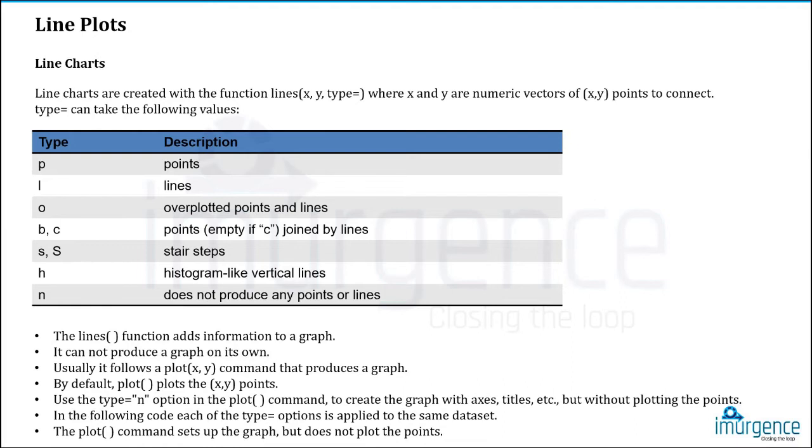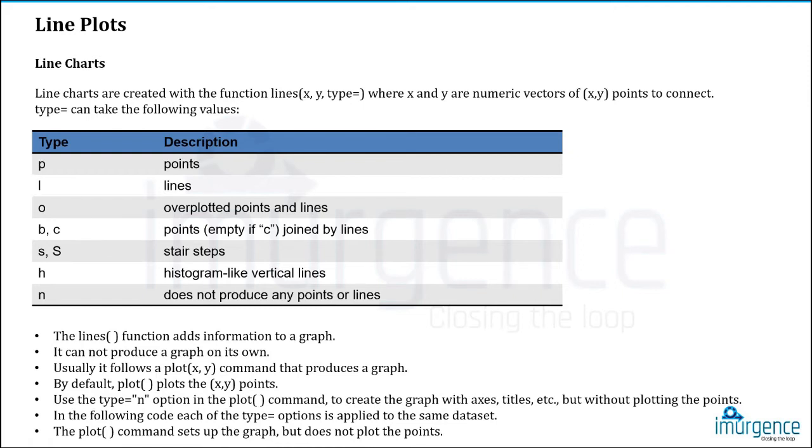So the basic parameters which you will be using for tuning a line chart are: p, which stands for the points; l, which stands for lines; o, which is overplotted points and lines; and b, which is for both, points and lines; c, which is for empty points joined by lines; s, small and capital, for what type of steps you require, stair steps; h, which is like a histogram, vertical lines; and n, which does not provide any points or lines, right? Now these are all parameters which are used for changing the appearance of a chart or a plot, right?